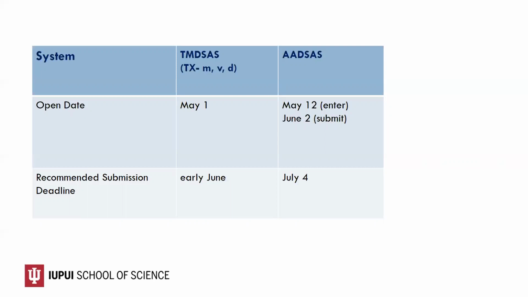As you might imagine, this indicates that we do not expect you to complete your application and submit it all in one day. The application has a number of different sections and requires a significant amount of time and attention. We encourage you to think about completing this application over multiple days with the intention to submit shortly after June 2nd, but no later than July 4th.